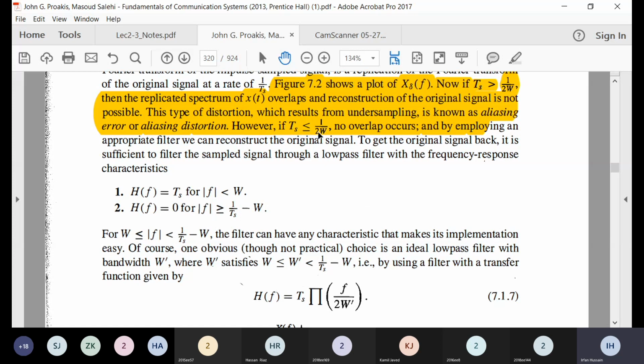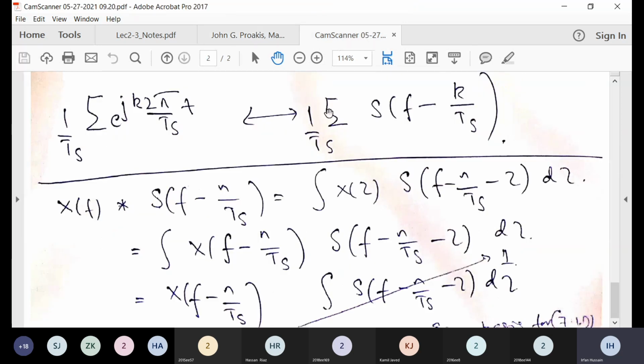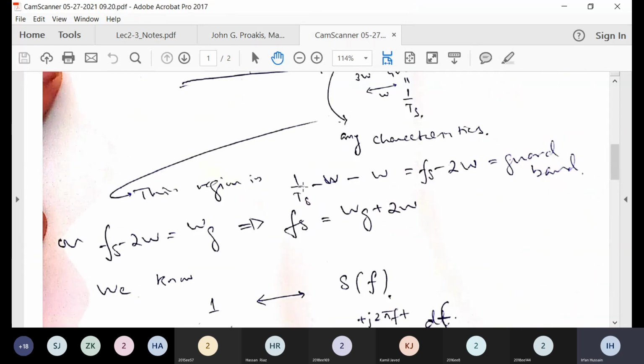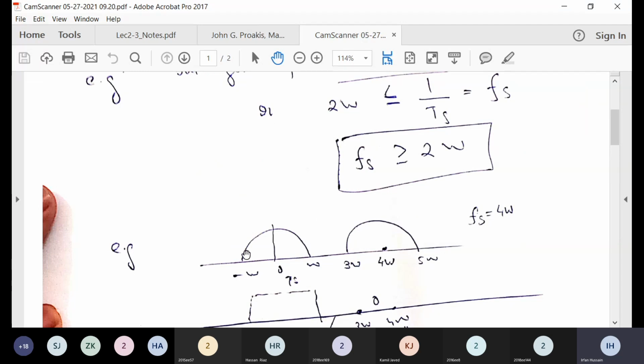So if this condition is satisfied, no problem, there will be no overlap, and hence you can apply a reconstruction filter. So let us say this condition is satisfied. What should be my reconstruction filter? Again, I've told you the intuition behind reconstruction: to satisfy the sampling theorem, you just try to get back the original message signal. Here also, you just want this portion from minus W to W. So you just want to get back this much signal, okay?